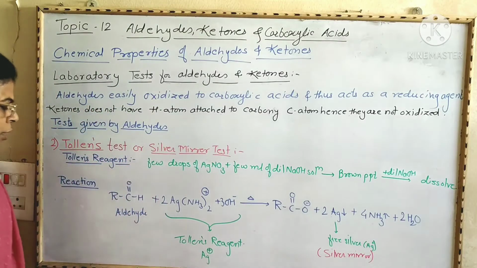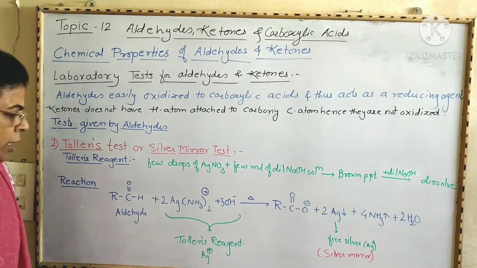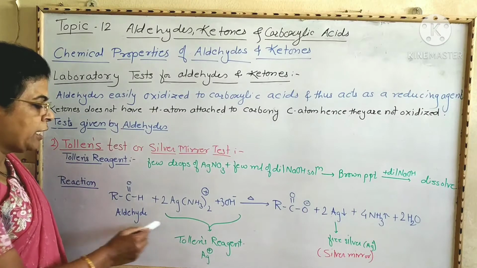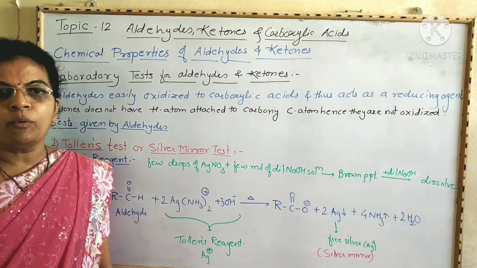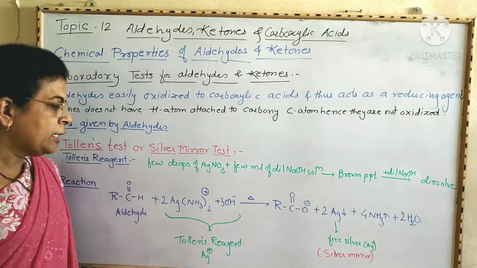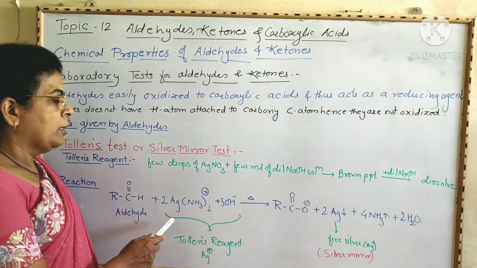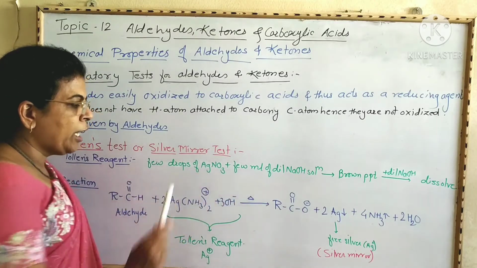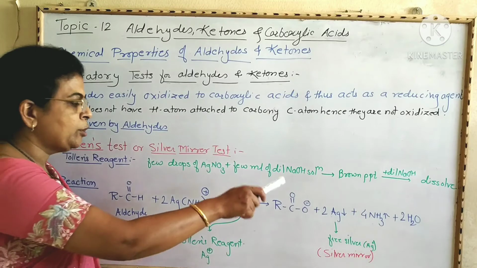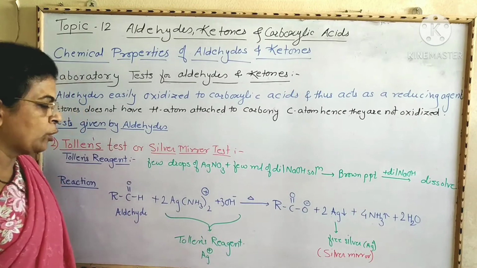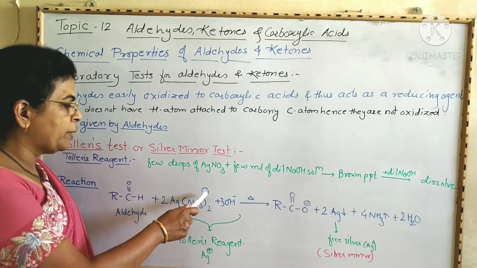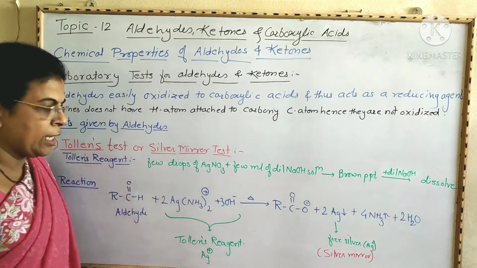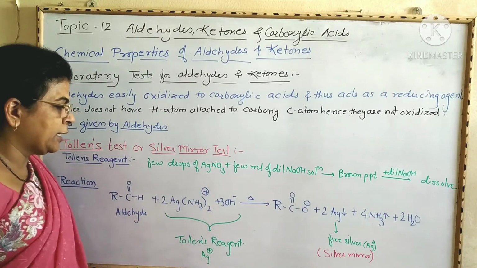Now we are going to see the reaction, when aldehyde is treated with Tollens reagent. Tollens reagent is nothing but ammoniacal silver nitrate solution. That is, when we dissolve AgNO3 in NaOH and then NH4OH, we get this solution, [Ag(NH3)2]+ and 3 OH minus. This is the Tollens reagent.